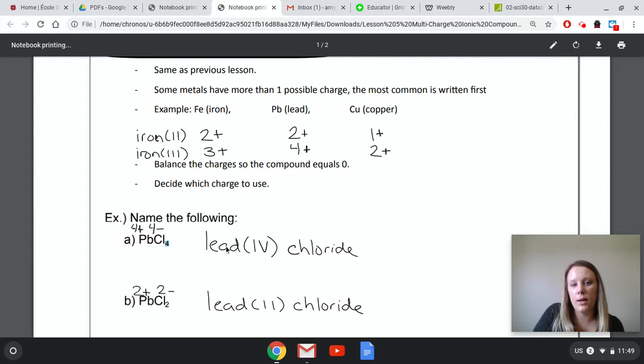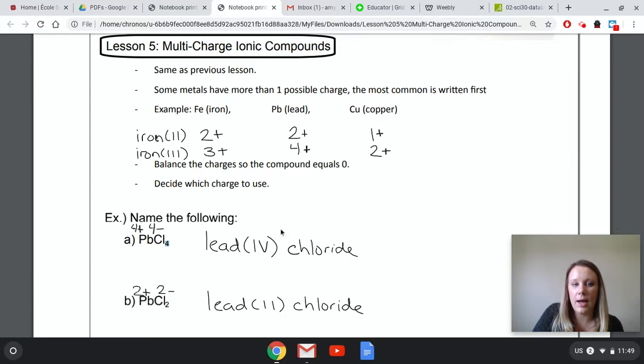So that means that when I write out the name, it's still metal first, non-metal with the IDE ending second, but you will have a Roman numeral in brackets in the middle, depending on which charge you chose. So for this one, this is called lead(IV) chloride.